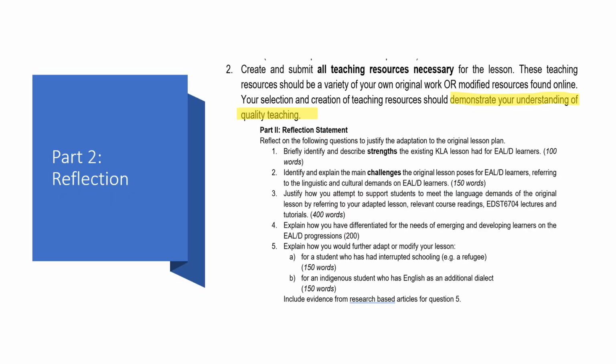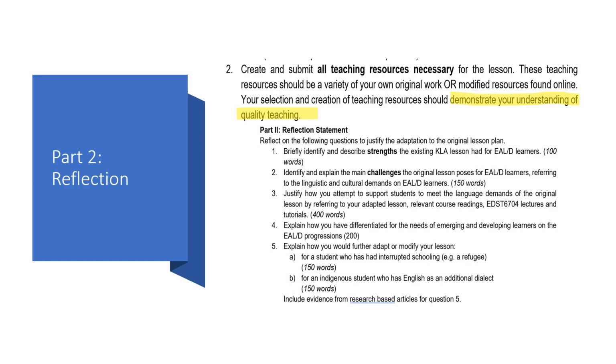Part 2 of the assessment is a reflection statement. So you'll need to reflect on the following questions to justify the adaptation to the original lesson plan. Briefly identify and describe strengths that the existing KLA lesson had for EALD learners. Identify and explain the main challenges the original lesson poses for EALD learners, referring to the linguistic and cultural demands on EALD learners.